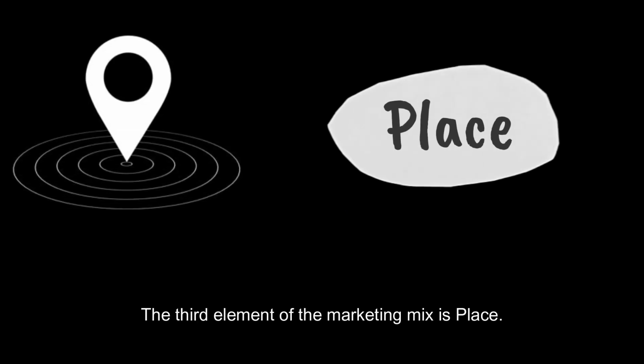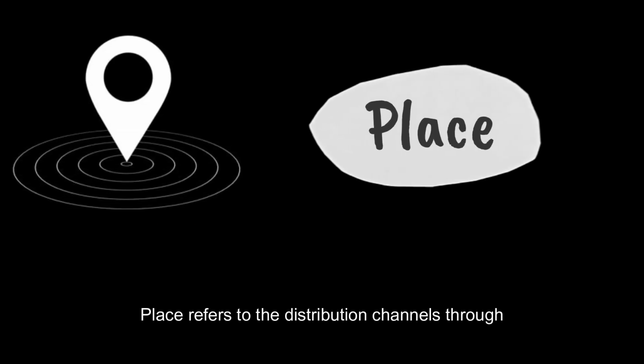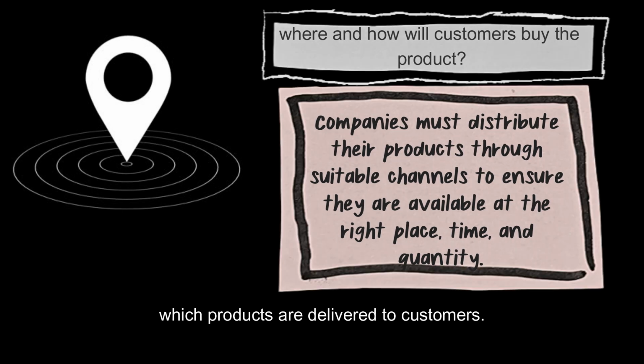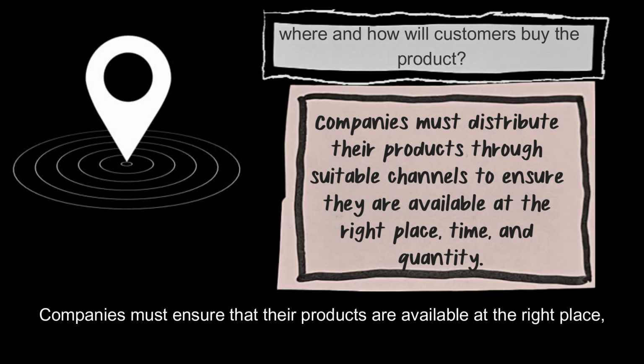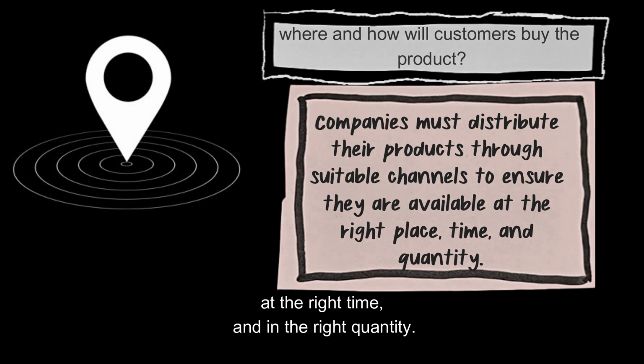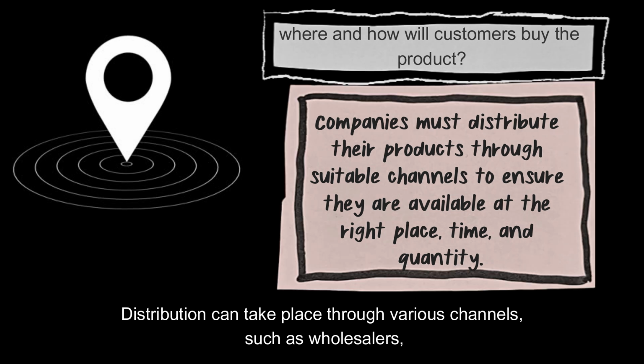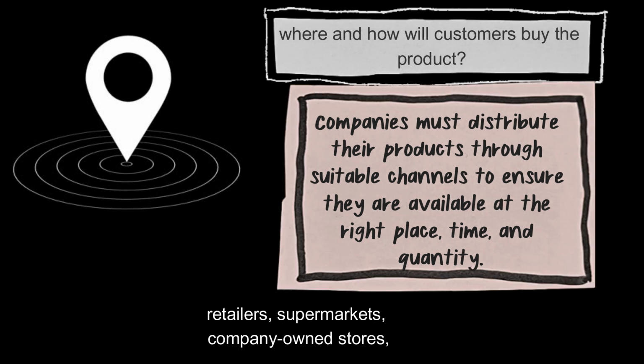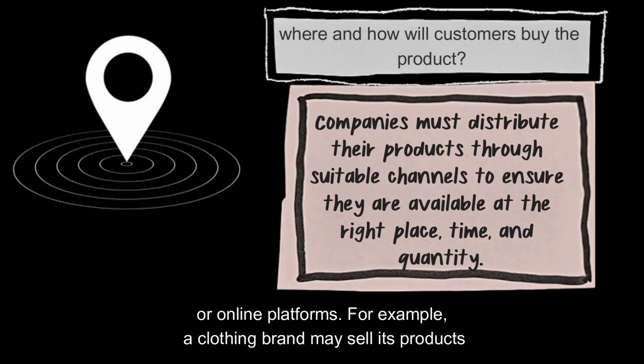The third element of the marketing mix is place. Place refers to the distribution channels through which products are delivered to customers. In simple terms, place answers the question, where and how will customers buy the product? Companies must ensure that their products are available at the right place, at the right time, and in the right quantity. Distribution can take place through various channels such as wholesalers, retailers, supermarkets, company-owned stores, or online platforms.